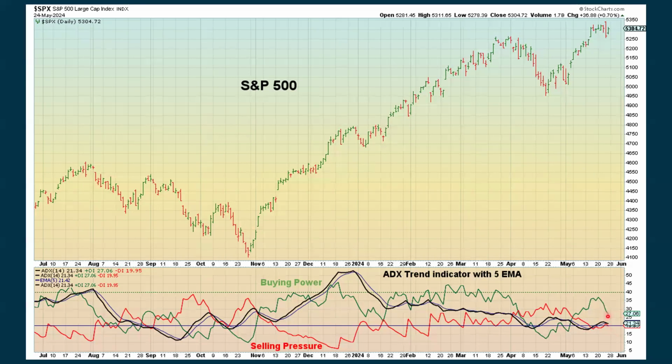But we are in a positive trend, but it's not really strengthening at this time. We want to see the green line going up, the red line going down, and the ADX turning back up above its moving average. That would suggest that we're in a positive strengthening trend.